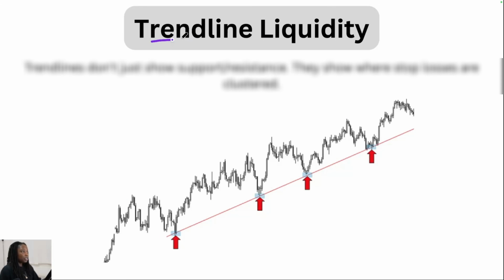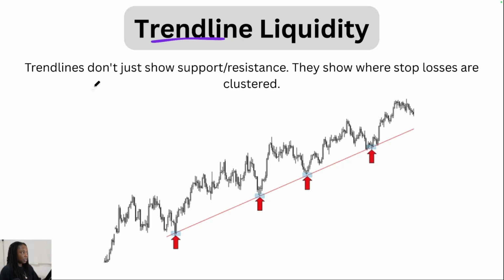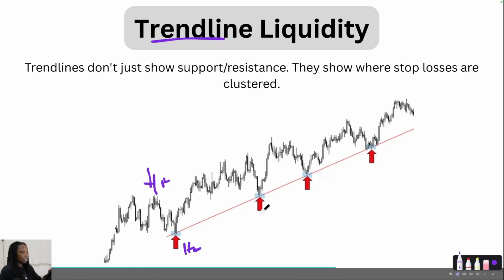You have trend line liquidity. Trend lines don't just show support and resistance. They show where stop losses are clustered. And you use trend lines to visualize the price action. In this case, you can see a trend line that is showing that this uptrend is being respected. You have higher highs and higher lows.